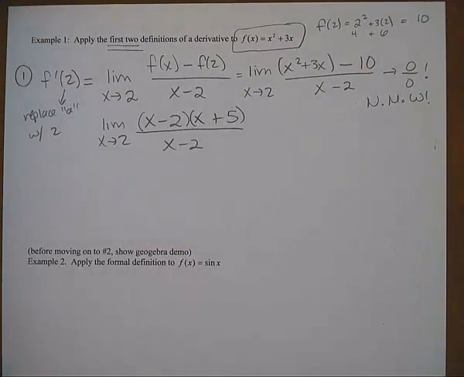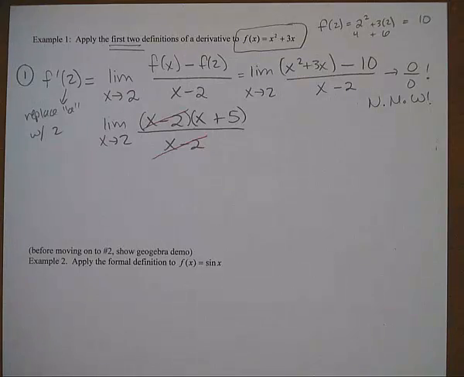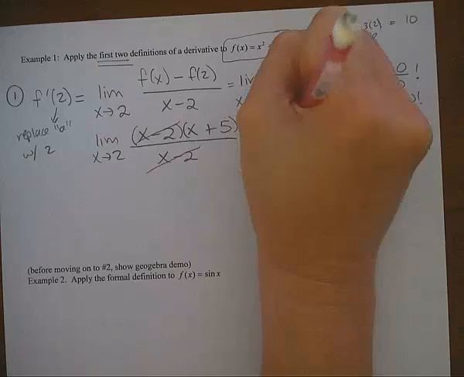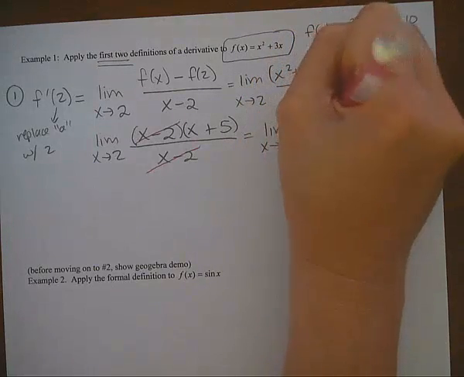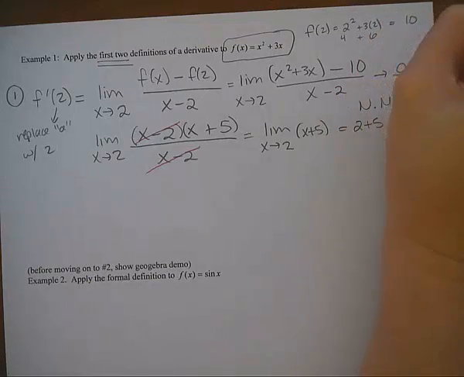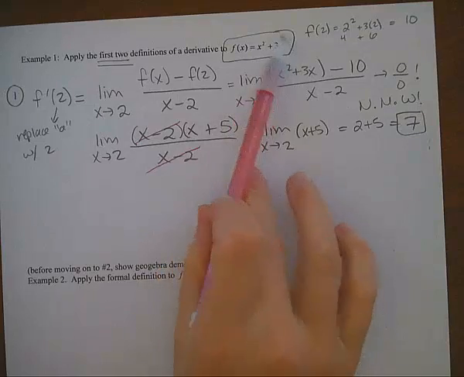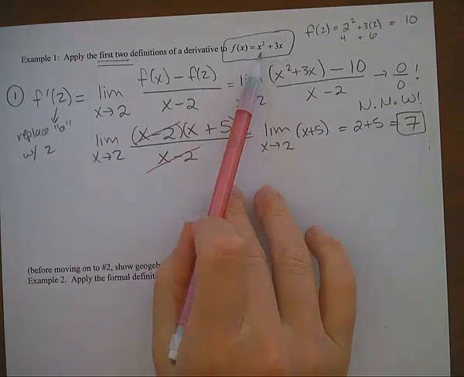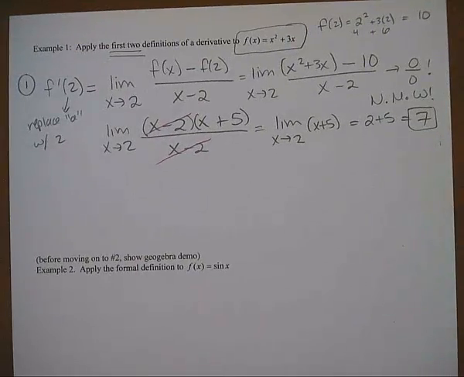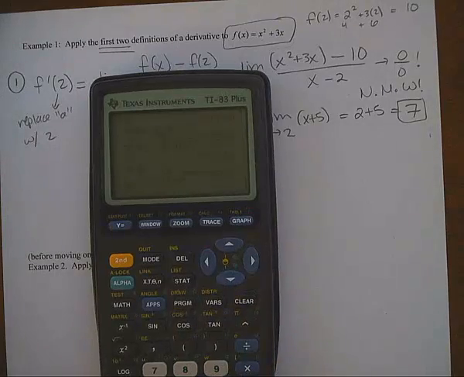So that has worked. So now we're going to basically cancel out the 0 over 0, and I'm left with finding the limit as x approaches 2 of x plus 5. I plug the 2 in, and I get 7. So what that means is the slope of the line tangent to this curve at x equals 2 would be a slope of 7. So let's just, for learning's sake, take a look at the graph and see if it looks like we are on the right track.